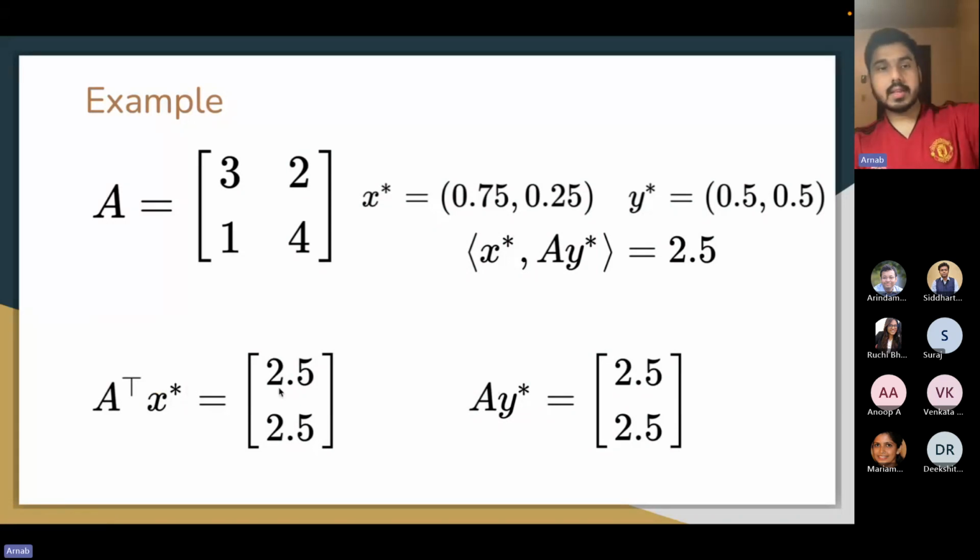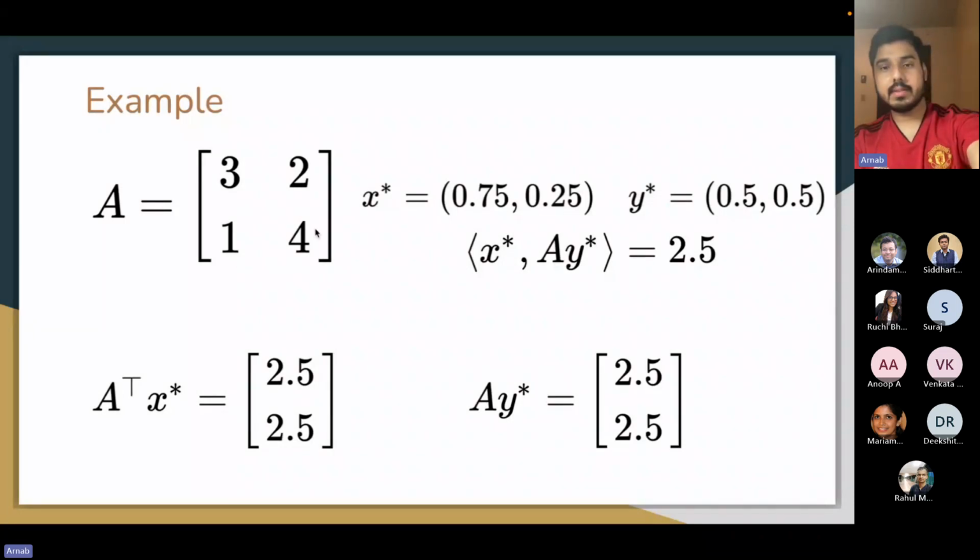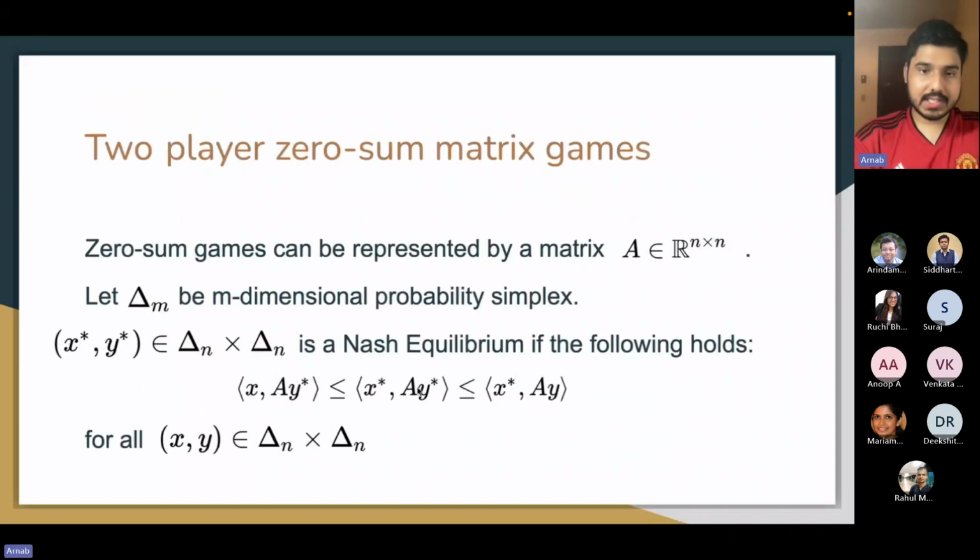What it's doing is equalizing both the columns. So if you compute this product X star A Y star, it is 2.5. This 2.5 is the loss which the column player is seeing, but whatever strategy the column player chooses, it will always get 2.5 in this example. So from the perspective of the column player, if it changes from Y star to Y, this inequality will always hold true.